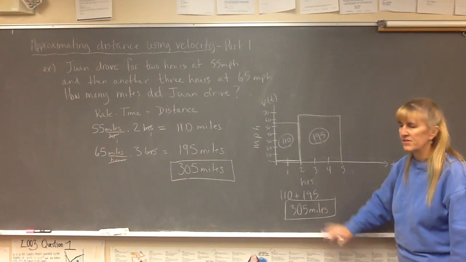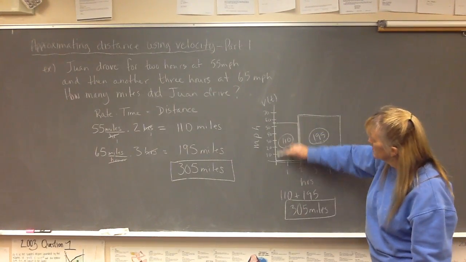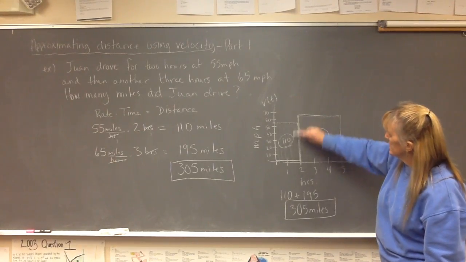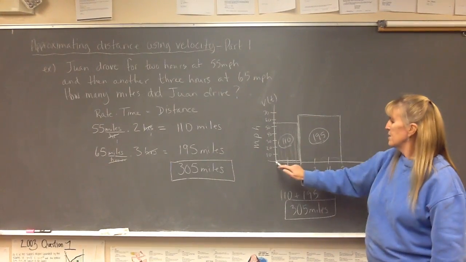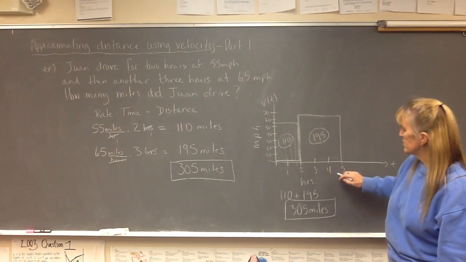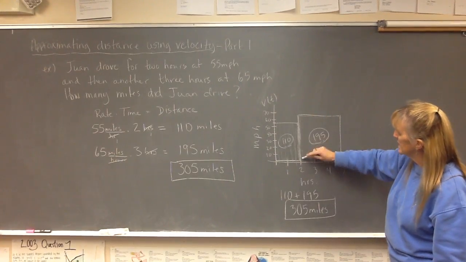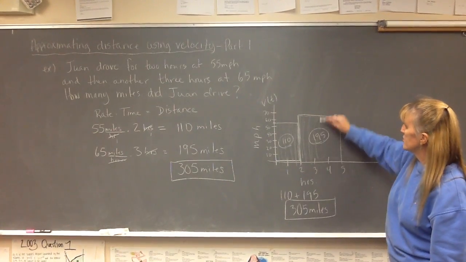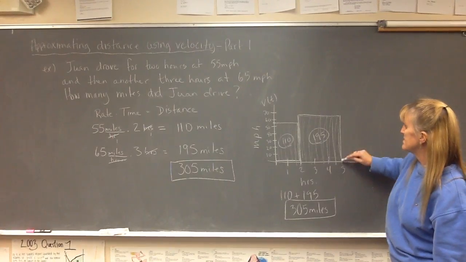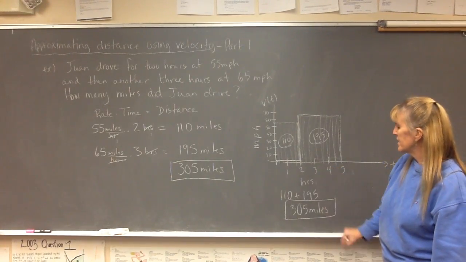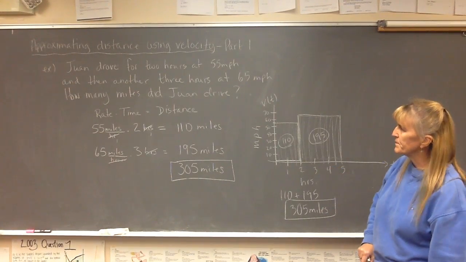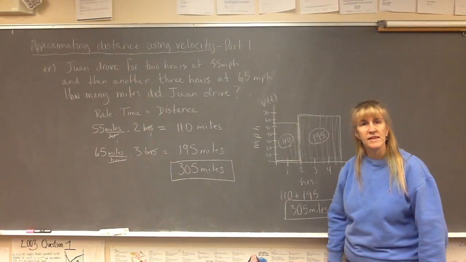Using a graphic representation, the total distance that Juan traveled in the first 2 hours is represented by the area of this rectangle, and the total distance that Juan traveled in the last 3 hours is represented by the area of this rectangle. You add the areas together and you get the total distance. All right, that puts an end to part 1.